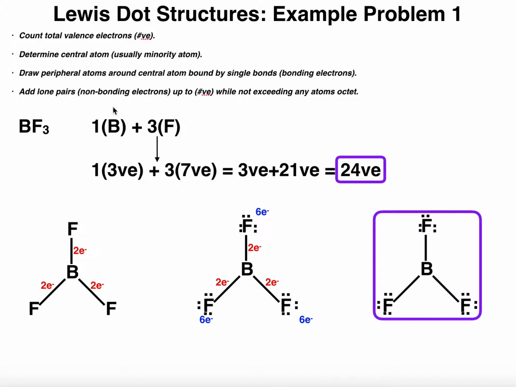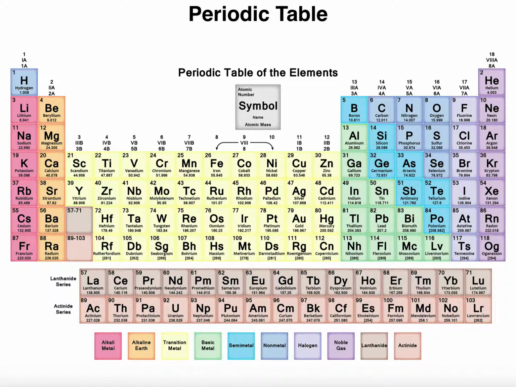So the way we do that is I kind of set it up as a math problem, and you don't have to do this forever. Once you get the hang of it, you can kind of skip this step. But I've got 1 boron, 1B, and I've got 3 fluorines. So I'm going to set it up like a math problem, and I need to determine how many valence electrons there are per each of these atoms, boron and fluorine. The way I'm going to do that is I'm going to look at the periodic table.